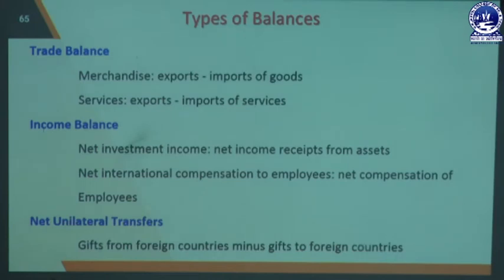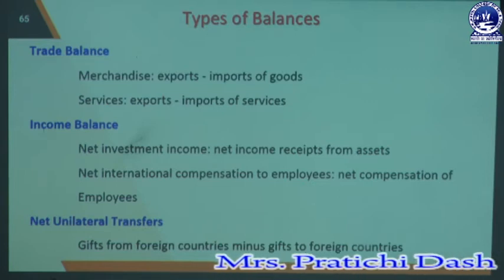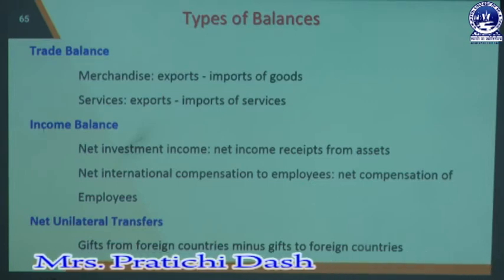So the types of balances in the current account are trade balance, income balance and net unilateral transfer. Under the trade balance, the merchandise exports and imports come in, that is, the import and export of goods and services are recorded in the trade balance. All the imports and exports of goods and services are recorded in the trade balance or merchandise balance, which is part of the current account.